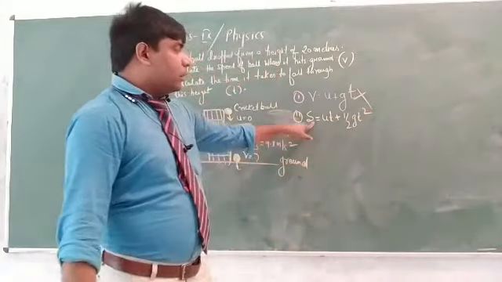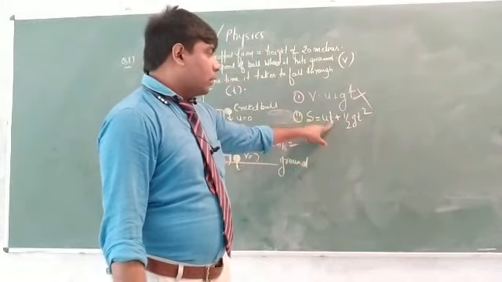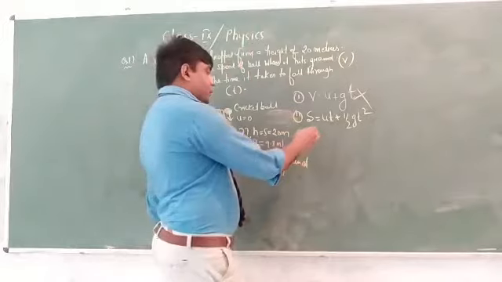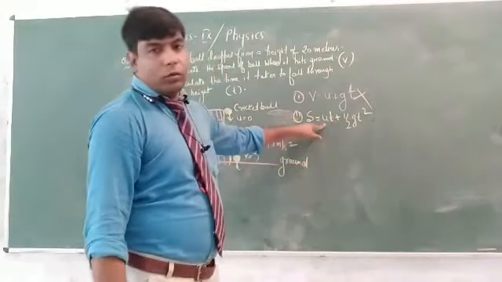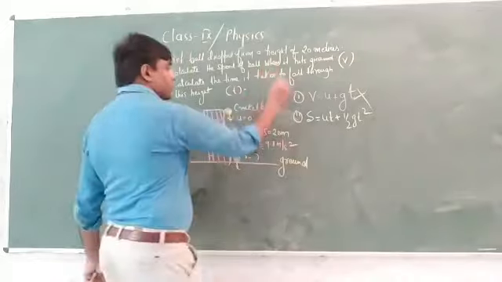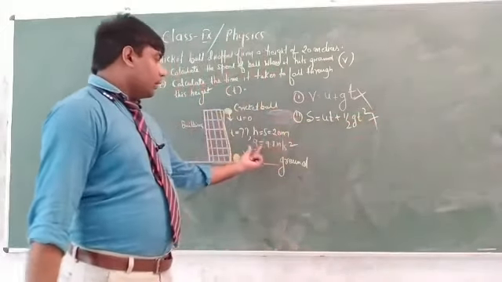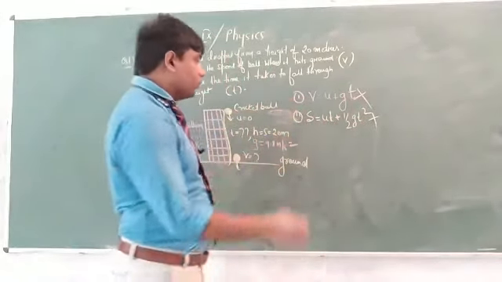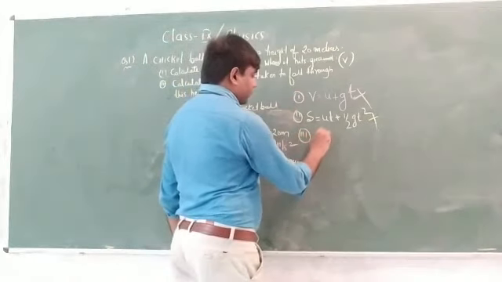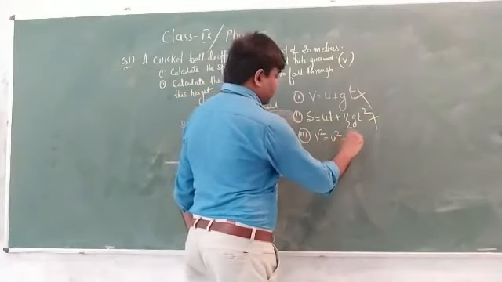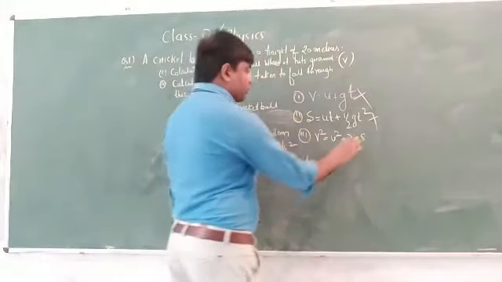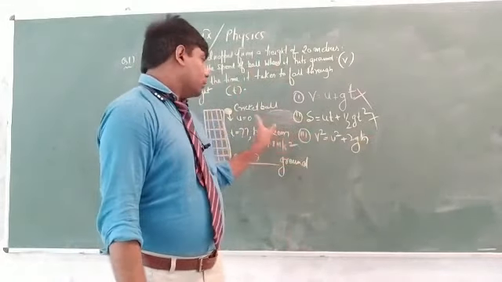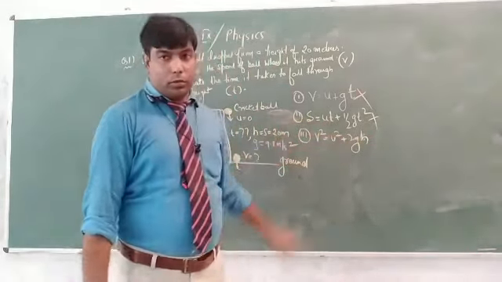Here s is given, u is given, t is not given, right? And g is given. But we have to find out v now, and here there is no v. So for this one we cannot use this formula because we require v. In the first formula there was v, but t was also unknown, so we cannot use it. So the third formula, v square equals u square plus 2gh. v we have to calculate, u is given, g is given, h is given. So we can use this formula.